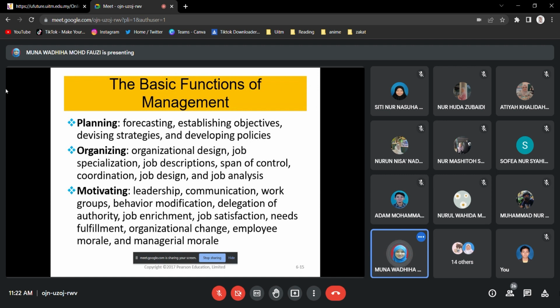So the third point here is about motivating. Motivating is a process in which the leader or managers give guidance and direction to all the employees in the organization. So it may consist of the processes of leadership, communication, work group, behavioral modification, delegation of authority, job enrichment, job satisfaction, needs fulfillment, organizational change, employee morale, and managerial morale.